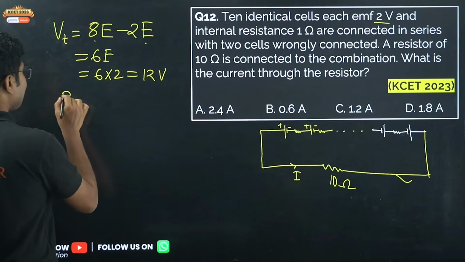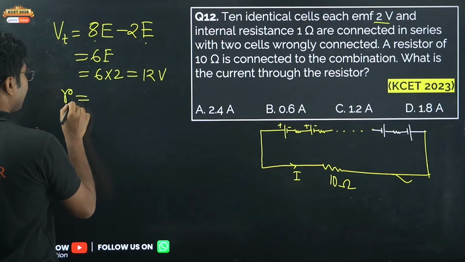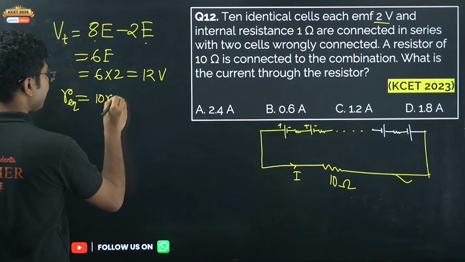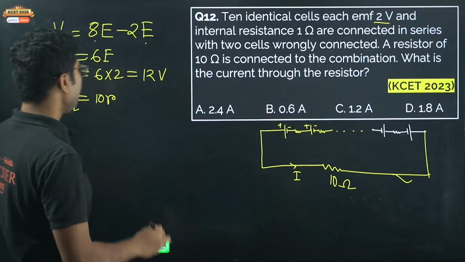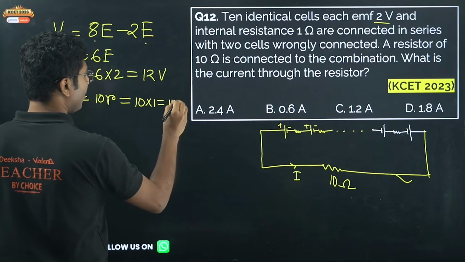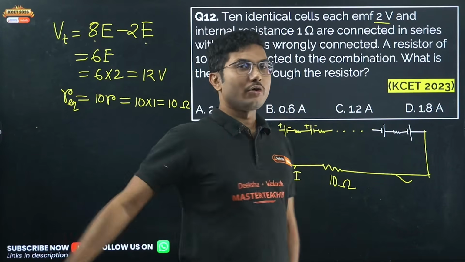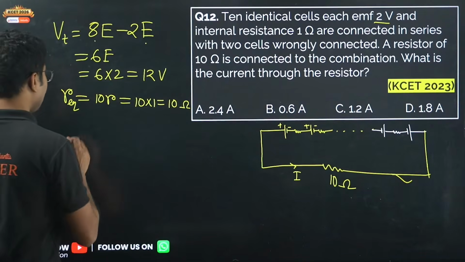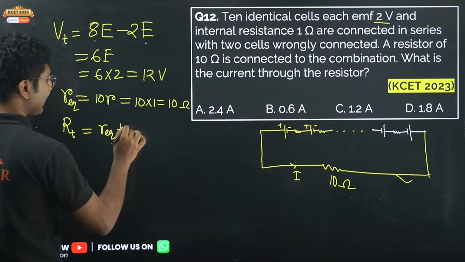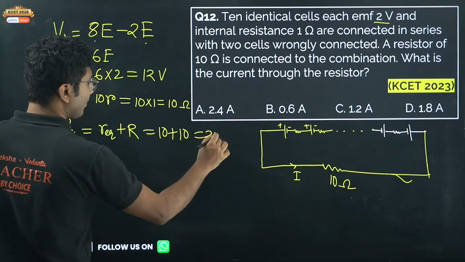What about the equivalent resistance? Equivalent resistance of cells is independent of the polarity. So equivalent resistance in series will always be number of cells times resistance of each of them. Okay, so the total internal resistance is 10 into 1, that is 10 ohm. Resistance does not have any polarity, right? Resistance will always be added in series. So what is the total resistance now? Total resistance is R equivalent plus the external resistance. So 10 plus external 10, total 20 ohm.